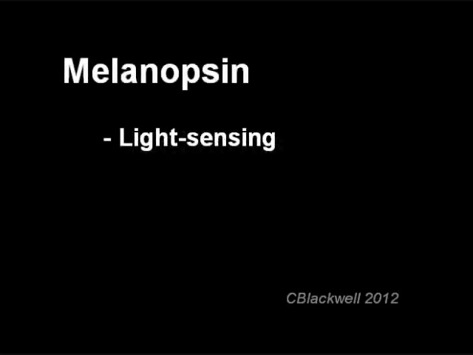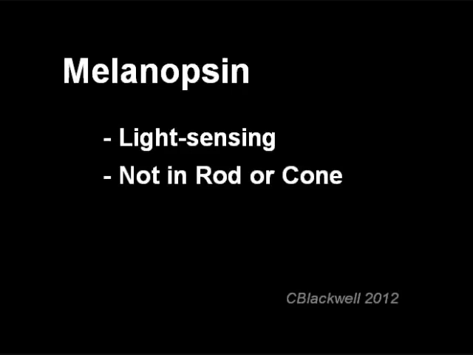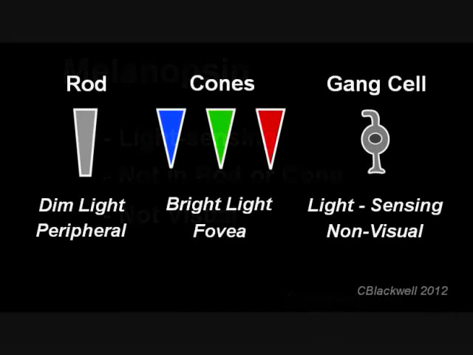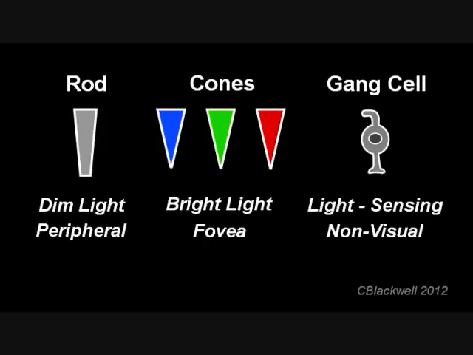Melanopsin is functional, that is, it senses light, but it is not located in a rod or a cone, and it doesn't contribute to vision. It is found in a surprising place, in ganglion cells in the retina. Light-sensing ganglion cells. How does that happen?